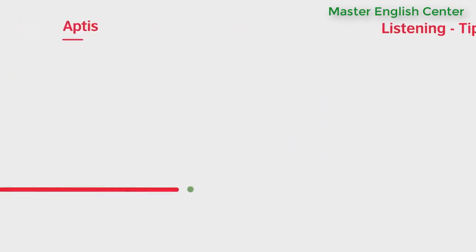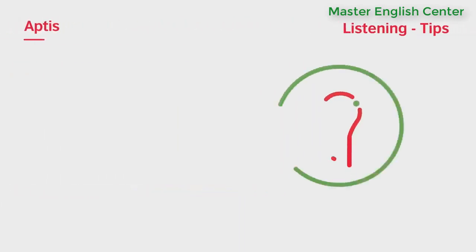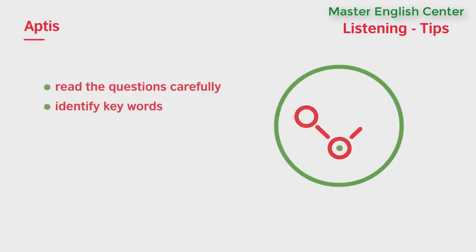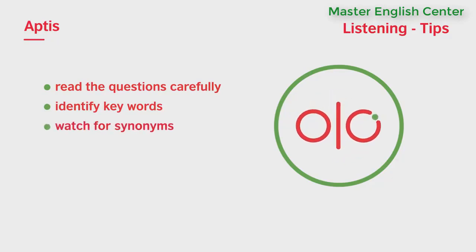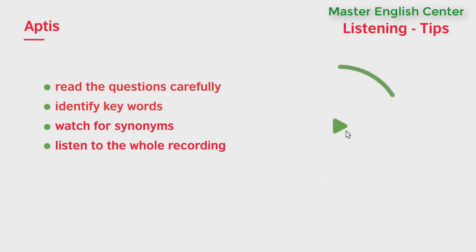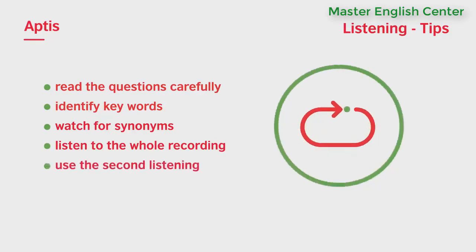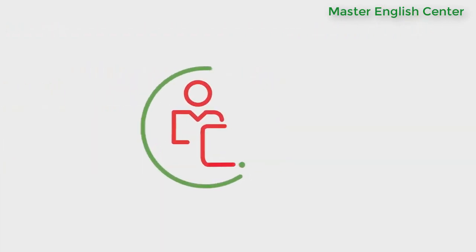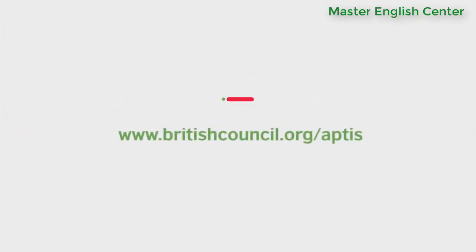To perform better at the listening test, try these tips. Read the questions carefully before listening, identify key words, and understand what it is you need to listen for. Watch for synonyms. You may see a word in a question and hear a different word with a similar meaning in the audio. Listen to the whole recording before choosing your answer. Use the second listening to check or confirm your answer. For more detailed information, check the candidate guide and take a demo test on our website.